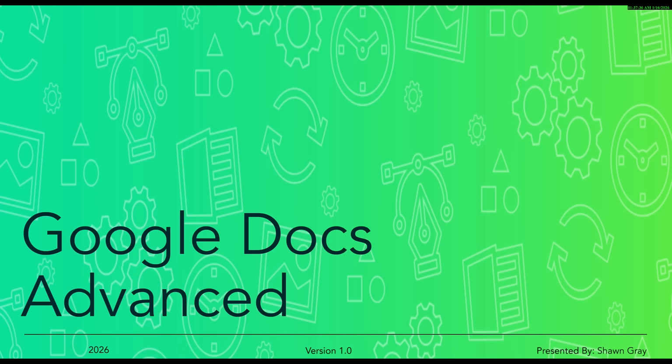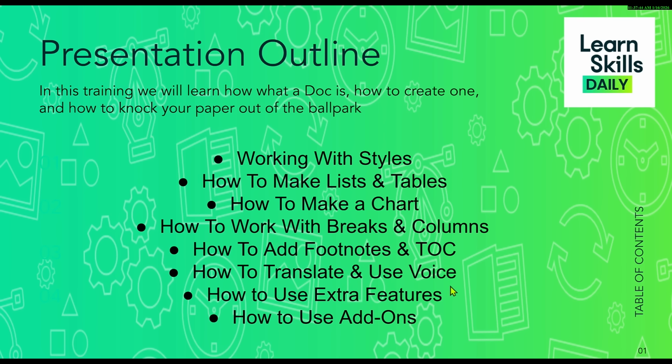Okay, I have some bad news. We are at the end of this amazing Google Docs Advanced training. So let's just kind of recap. What did we talk about today? We talked about how to work with styles in Google Docs, how to make tables and lists and charts, and how to use breaks and columns, and how to add footnotes and table of contents, how to translate it, how to do voice typing, and how to use a lot of the tools and the extra features, and of course, how to use add-ons if you want.